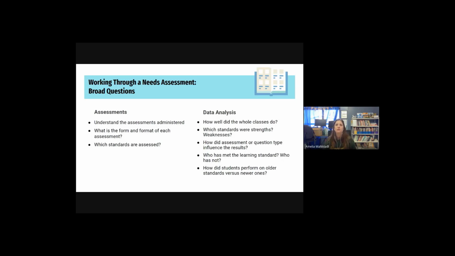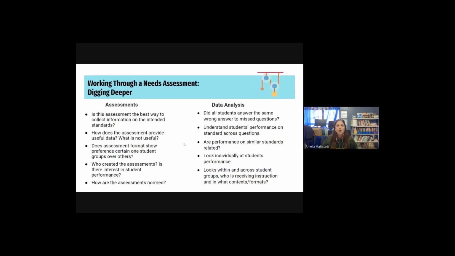So for example, if there was a standard that more than 50% of the class did not master, then that would be something that maybe we need to reteach whole group. But if it's just a select group of students, then we know that that's not something that we need to spend our whole group mini lesson time on, but that's something that we can work on in small groups. So just those broad questions can give us some big ideas about ways to move forward. But then we also have some ways to think through and dig even deeper.